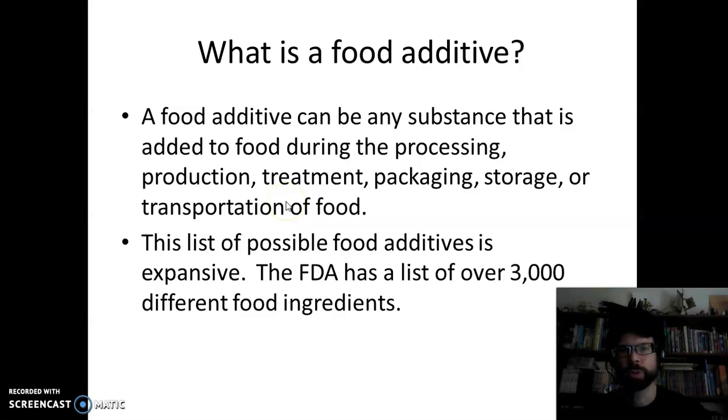Anyway, if we're going to be technical, a food additive can be any substance that is added to food during processing, production, treatment, packaging, storage, or transportation of the food. So at any point, something that comes in contact or becomes a part of that food is going to be known as an additive. That includes coloring as well. And sometimes people separate that out as food additives and food colorings. But I mean, the coloring's added too, so to me it's the same thing.